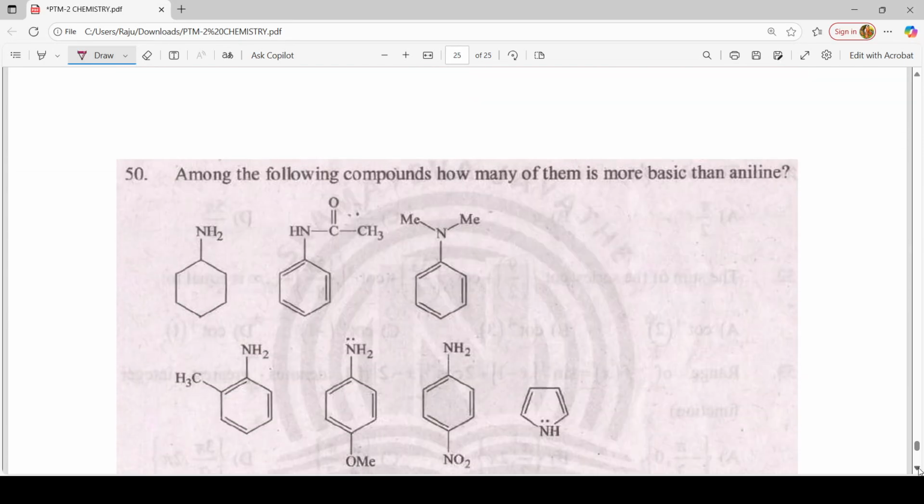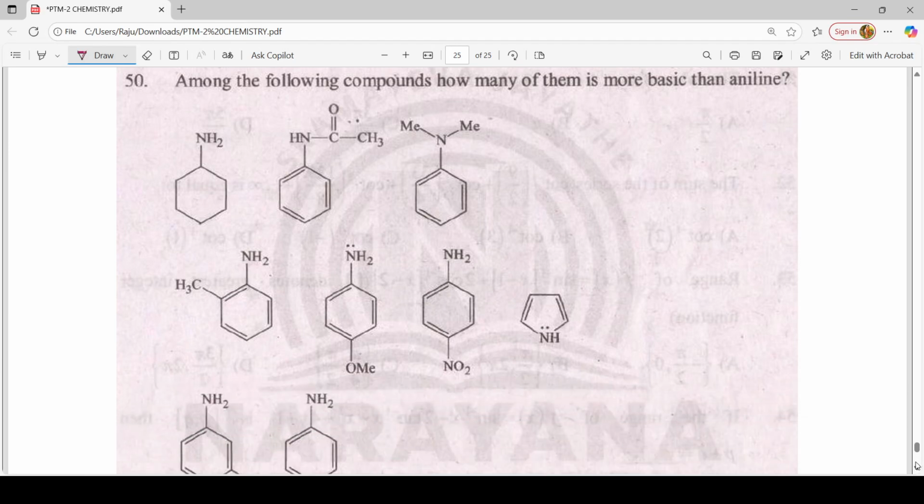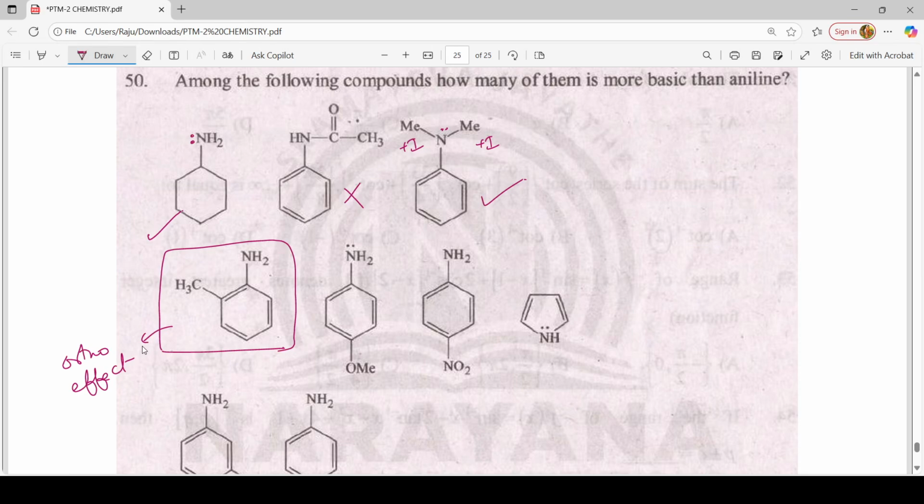Next, question number 50. Among the following, how many of them are more basic than aniline? Come to the case of the more basic than aniline, definitely the first one, because the lone pair of electrons on the nitrogen atom is not involved in the resonance. The second one is definitely not, and dimethyl aniline is more basic because of the plus I nature, and here this is less basic, orthotoluidine, because of the ortho effect. It is less basic than aniline.